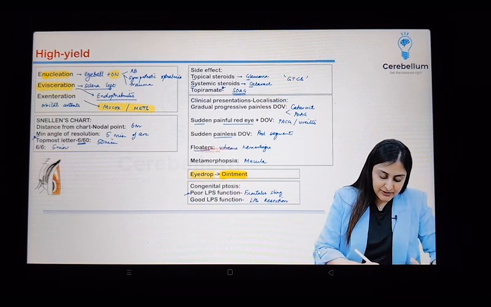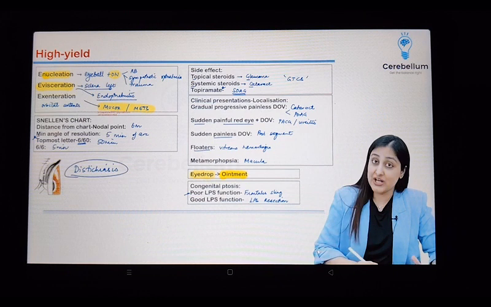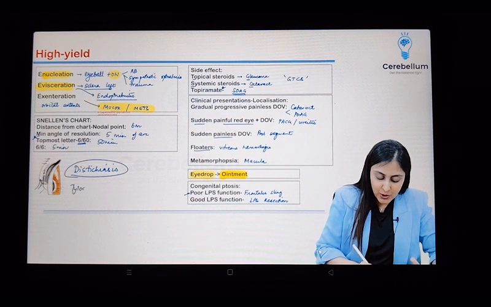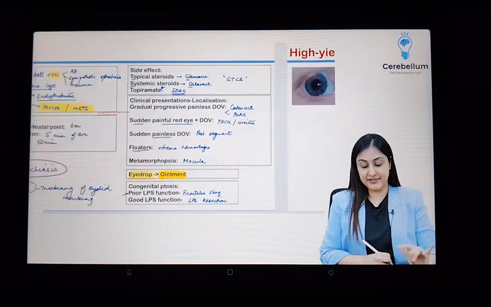This image-based question has come when you have an extra layer of eyelashes. This is what is known as distichiasis. You already know what trichiasis is. One more question could be tylosis. Tylosis is the thickening and hypertrophy of the eyelid margin. So this is about the two pathologies here.